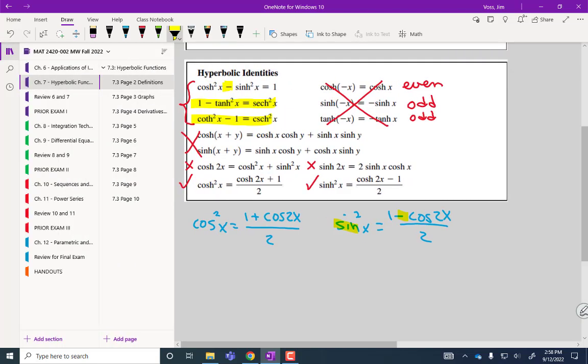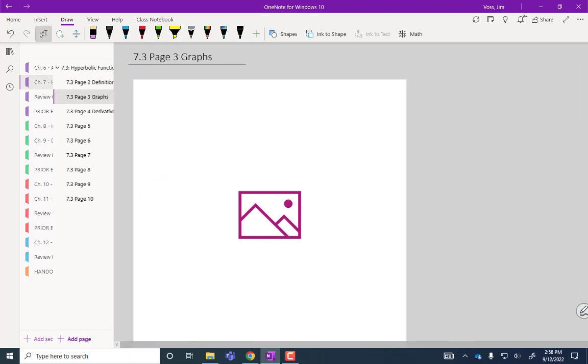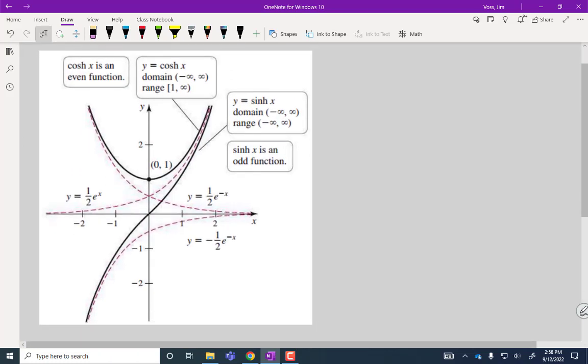All right, so let's take a look at the graphs. There is the cosh, and there is the sinh. So the cosh, we took e to the x and e to the negative x and divided the sum by 2. And so what you see here is that the exponential growth and exponential decay act as asymptotes for that hyperbolic cosine. And the hyperbolic cosine is the most important hyperbolic function by miles and miles because it is the hanging cable. That's why it's super important.